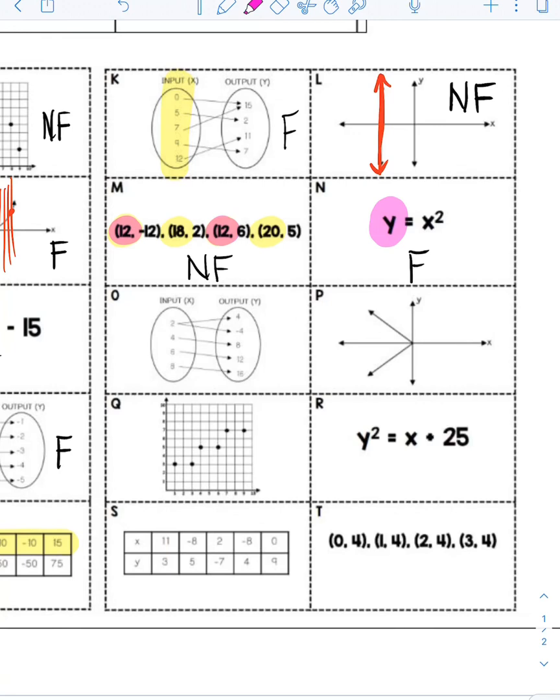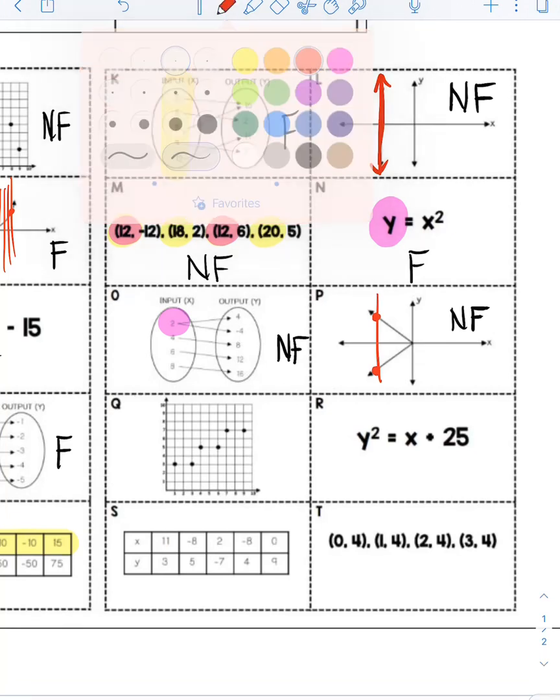O. When I look at the input of this map, I notice that 2 has 2 lines coming out from it. And remember, x cannot repeat, so this is not a function. P. When we have a graph, we perform the vertical line test. And I don't even have to draw more than one. I already notice that this graph touches that vertical line at 2 places, so this is not a function.